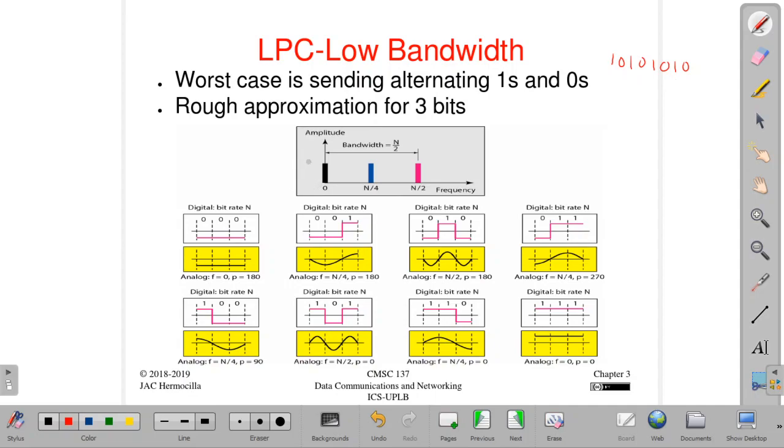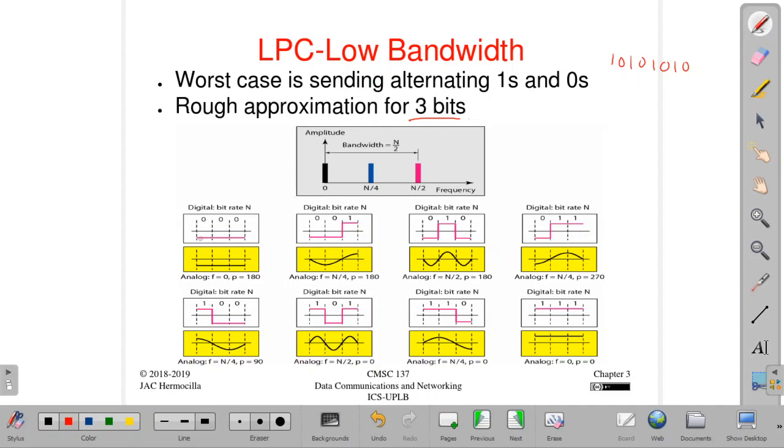So let's have an example for 3 bits. So you'd like to send 3 bits. So this will be the plot.